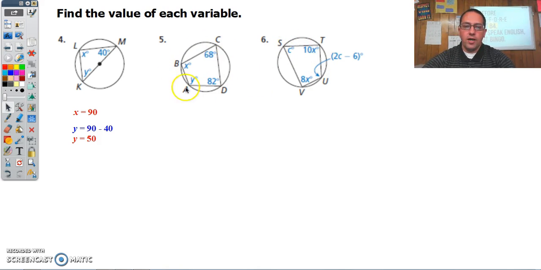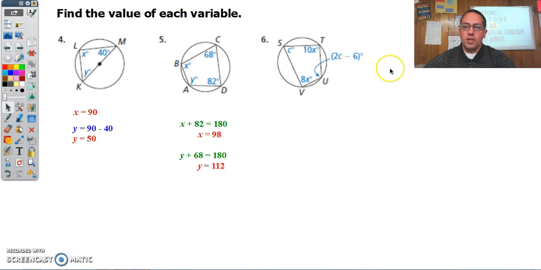Number 5, we've got a quadrilateral inscribed in a circle, so opposite angles must be supplementary. So for x, x plus 82, because that's angle B plus angle D, equals 180. Subtract 82 from both sides, x is 98. Same thing for y. y must be supplementary with the 68 degrees. So we subtract 68 from 180, and we have y equals 112.